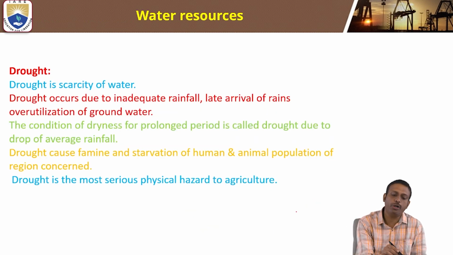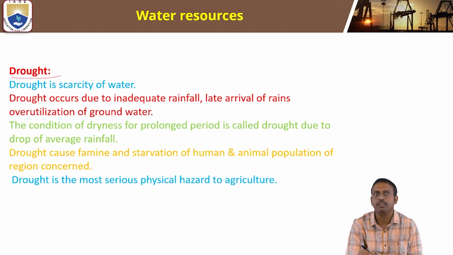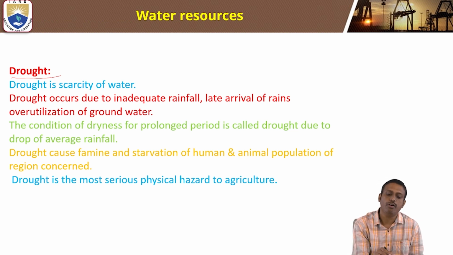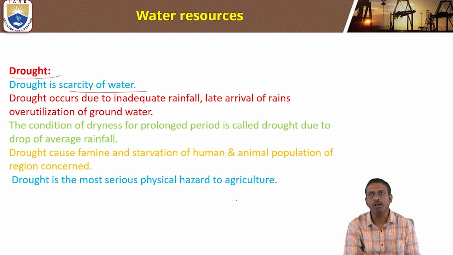Coming to the drought. What is a drought? Till now we have discussed the floods. Now coming to the drought. Floods are nothing but excess of water. But coming to the drought, scarcity of water leads to the drought.